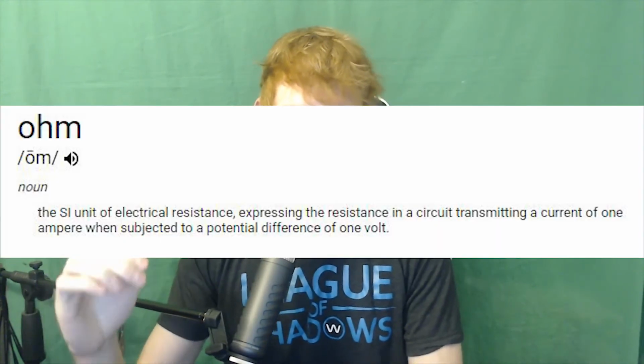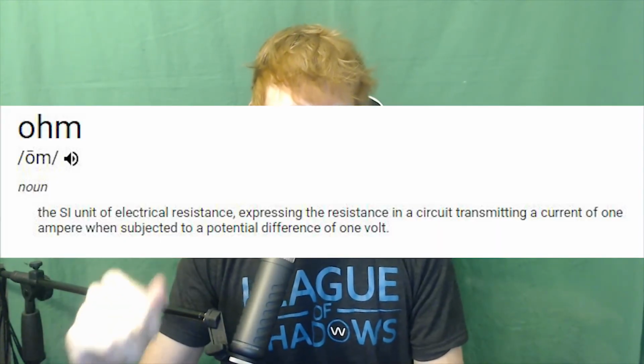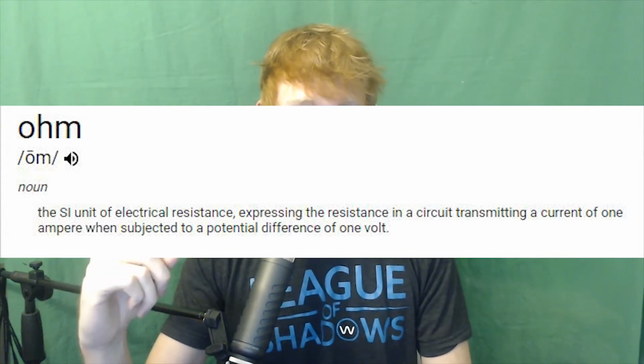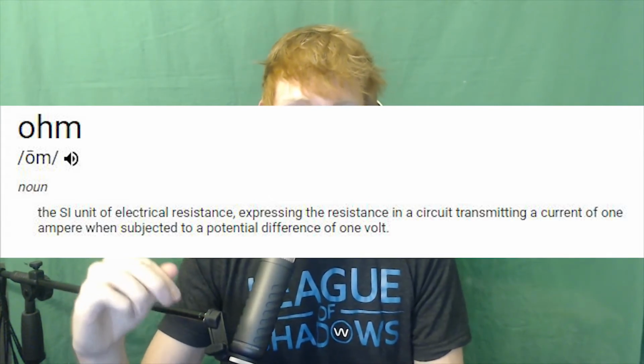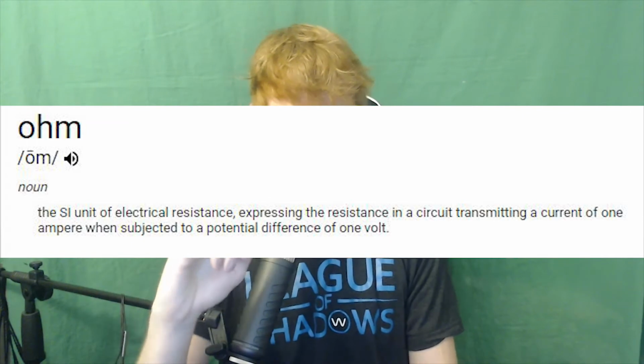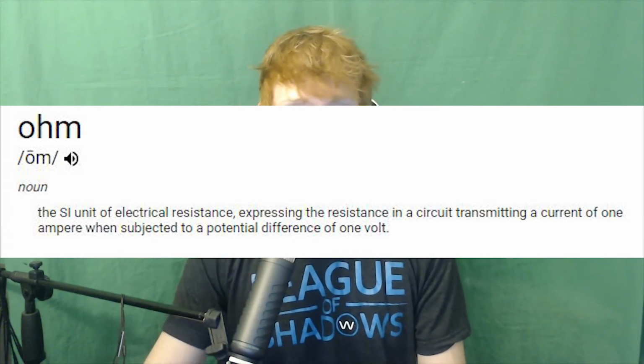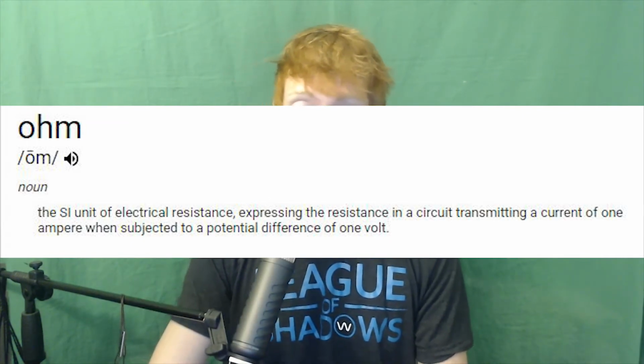Alright, so the definition for an ohm is the SI unit of electrical resistance, expressing the resistance in a circuit transmitting a current of 1 ampere when subjected to a potential difference of 1 volt. I don't know what any of that means because I'm not an electrical engineer, but I can tell you what it means from an audio standpoint. So what all of that jargon means is basically the amount of power required to drive the circuitry inside the product that you are using.